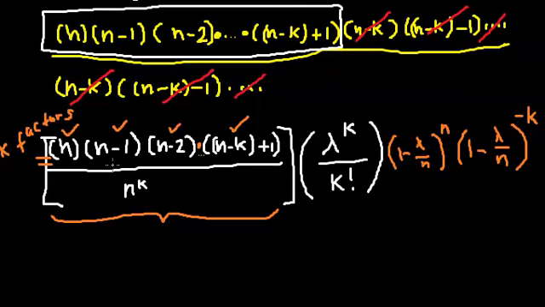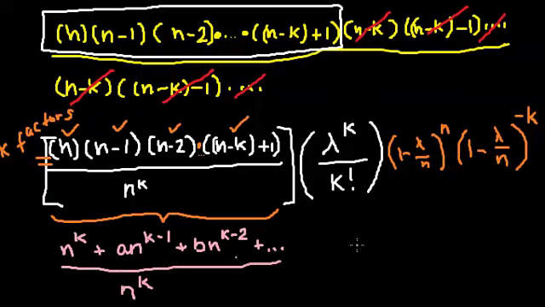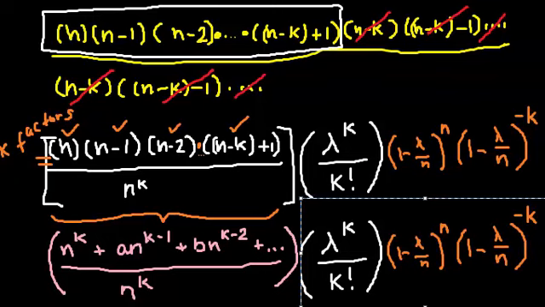K factors. Alright, which means that the numerator itself is just equivalent to n raised to k, because there are k factors, plus a n to the k minus 1 plus b n to the k minus 2 plus and so on, all over n k. So that is a much simplified expression, and all the other guys are just copied in there.